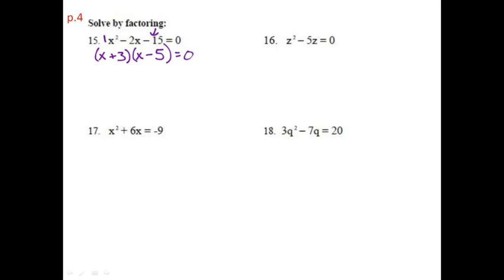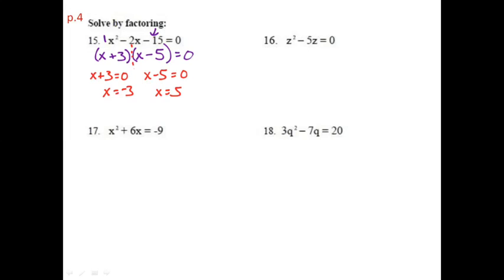Now, to come up with the solutions, all we're going to do is break it down and say that x plus 3 is equal to 0, and set our other factor x minus 5 equal to 0. And then we just solve those two quick equations. So we have x is negative 3, and then x is 5. Quick check, you can always substitute back in to make sure that they work.